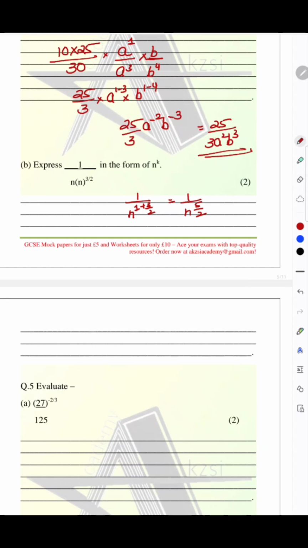And finally, because they're asking you to express it as n to the power of k, it should be in the numerator, and that could be done only if I take the reciprocal and make the power negative. If a to the power of negative 1 is 1 over a, then 1 over a can be written as a to the power of negative 1. And that's how you have expressed it in the form of n to the power of k.